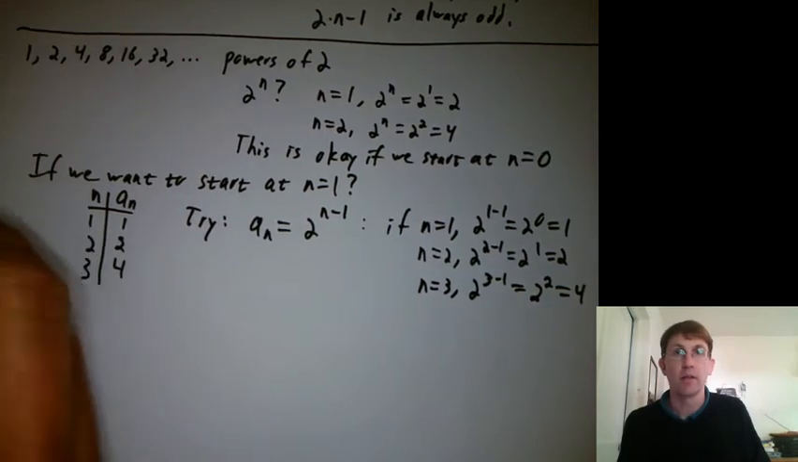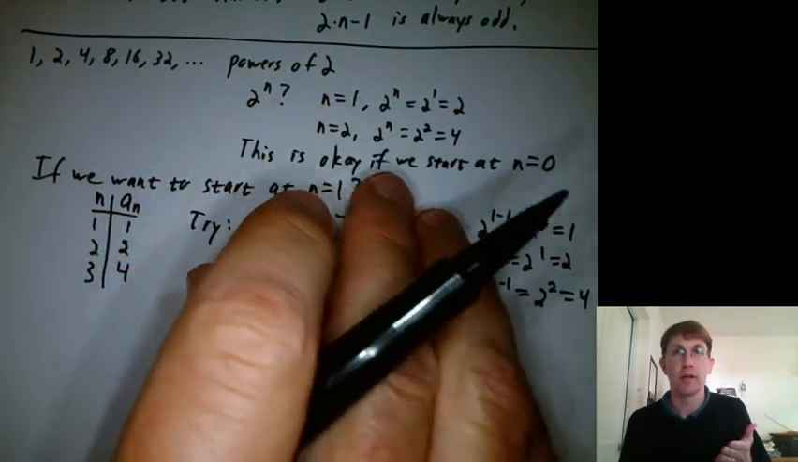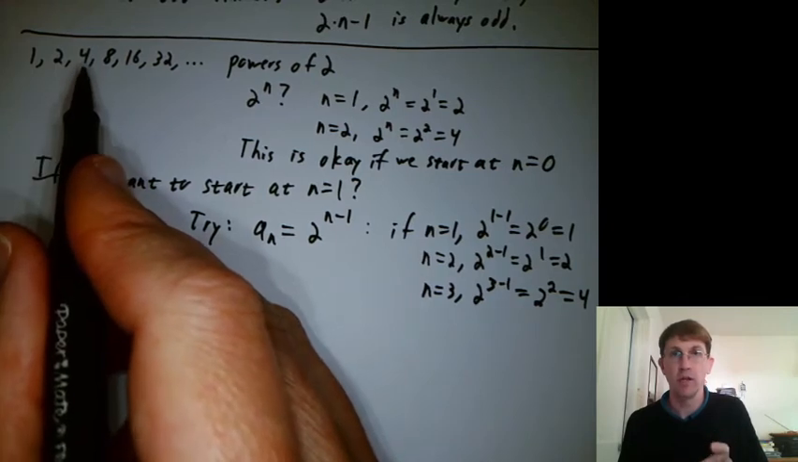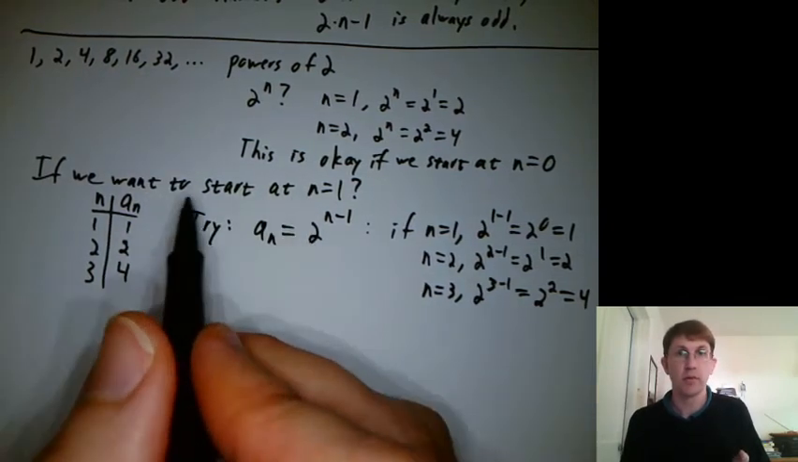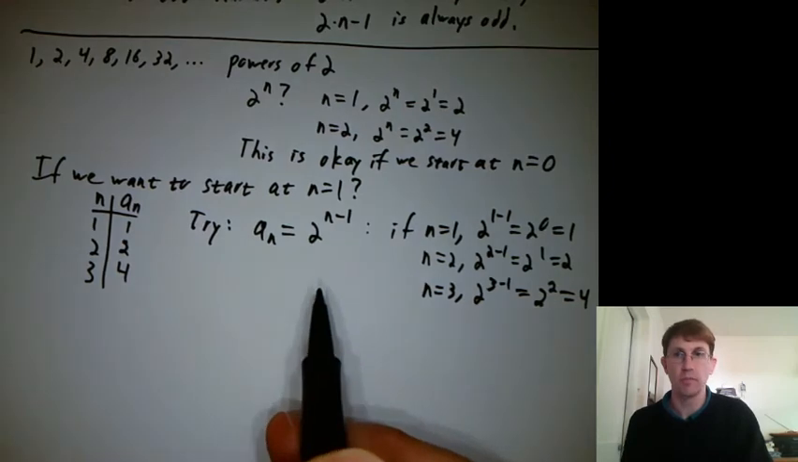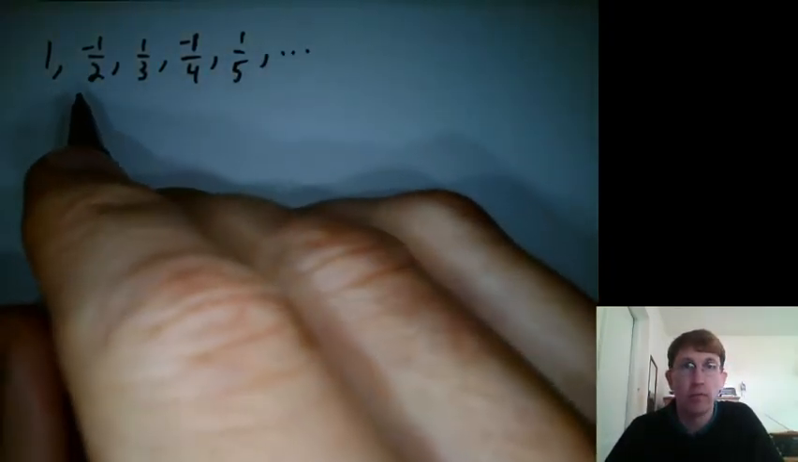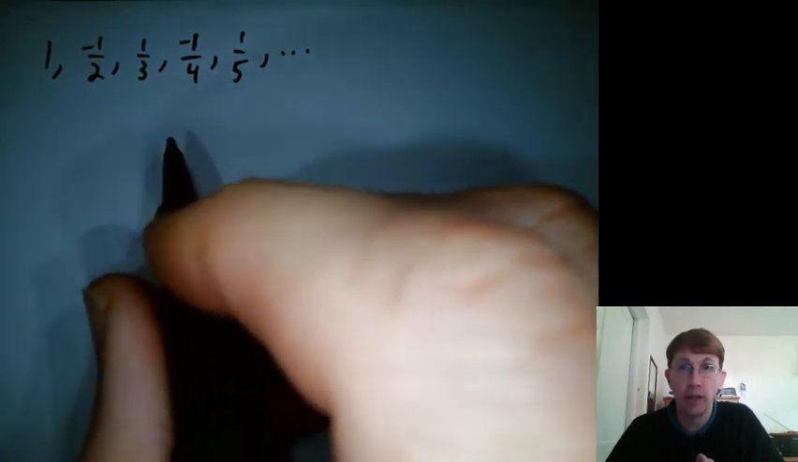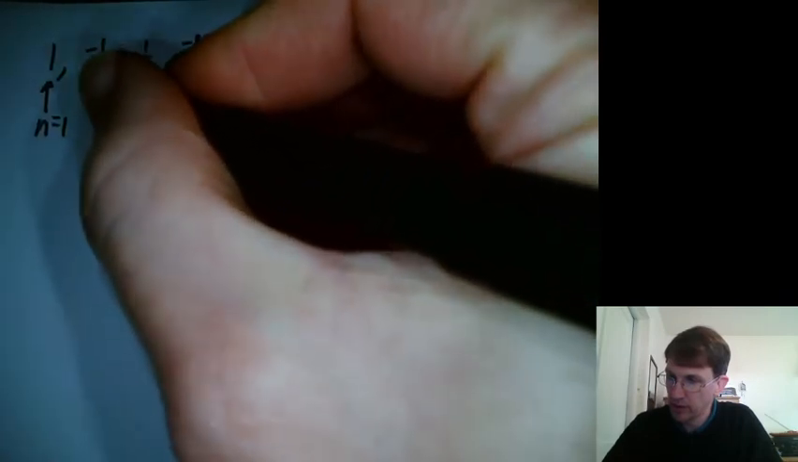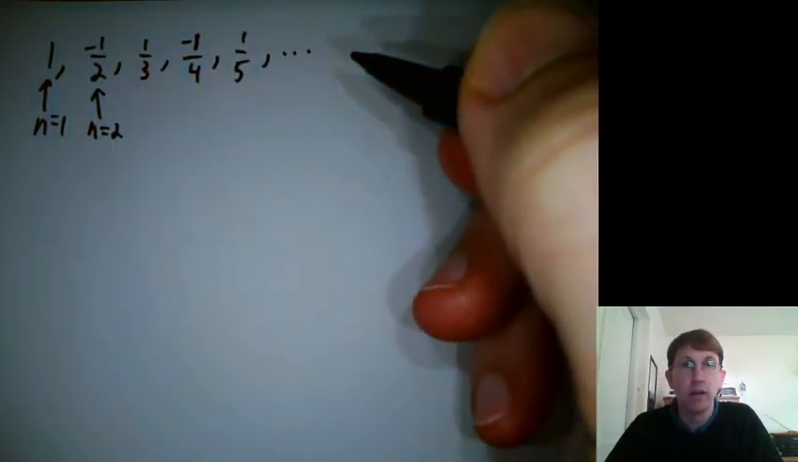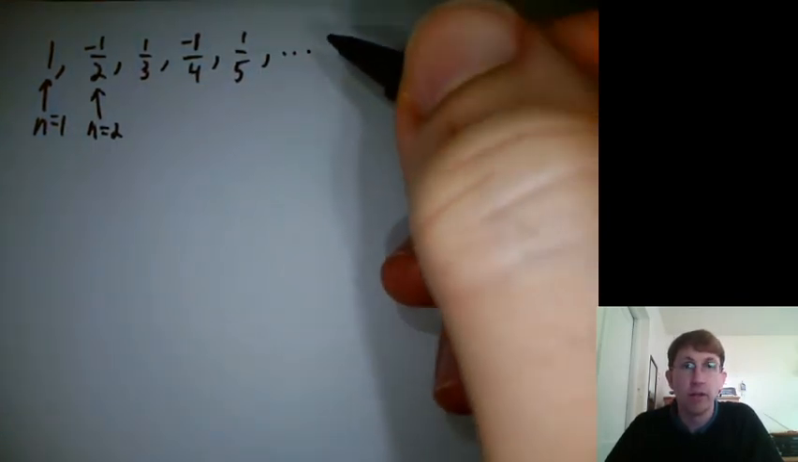So saying this is powers of 2 is great, and that would say this is the n equals 0 term, n equals 1, n equals 2. But if we wanted to start at n equals 1, we'd have to adjust it a little bit. How about this sequence, which we looked at before? Can we come up with a formula involving n for it? Well, let's try defaulting to n equals 1 here at the start of our sequence, n equals 2 there, etc. That's always a good place to start.